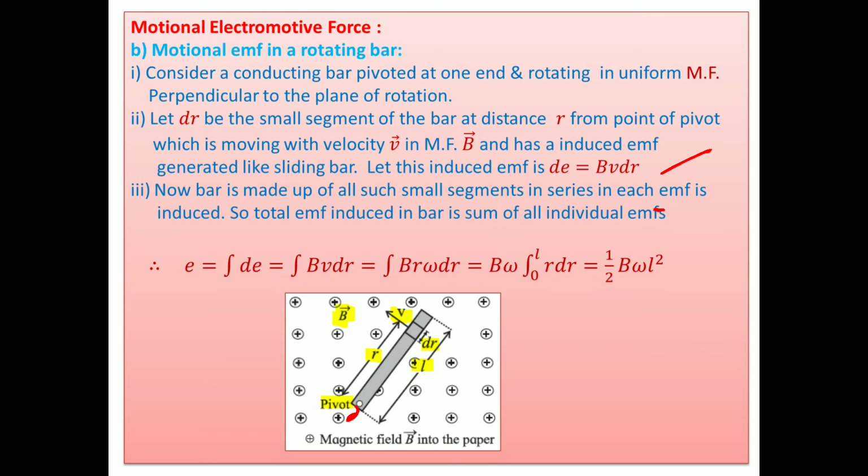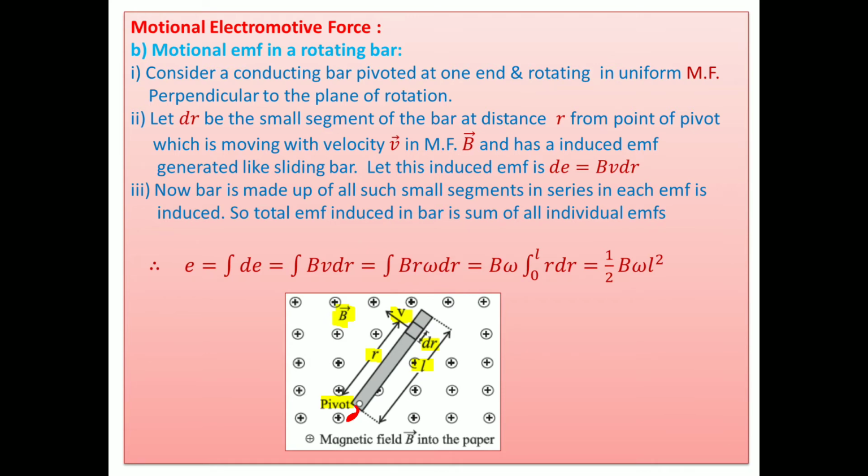Now the bar is made up of all such small segments. Look here, this is one segment, this is another, third, fourth, fifth; so many segments of the bar are there. The total EMF in the bar is the sum of the individual EMFs, due to this small segment, and this one, and this one. We take a sum, that is, an integration. So the total EMF induced in the bar is E equal to integration of dE, which is BV into dr.